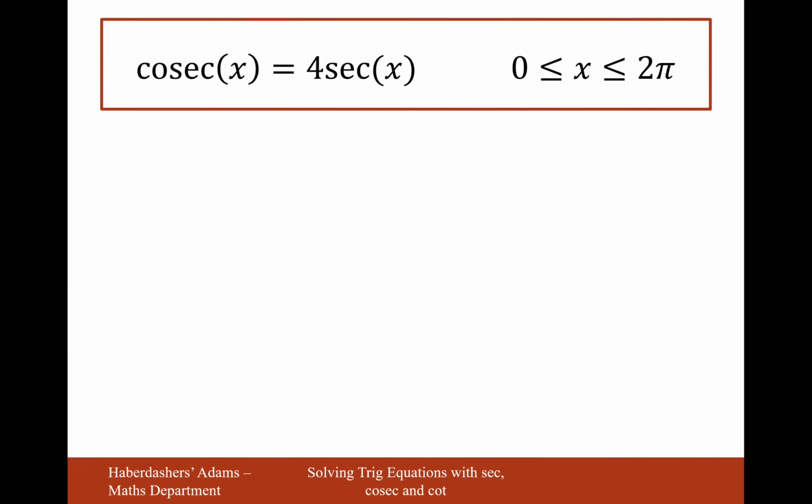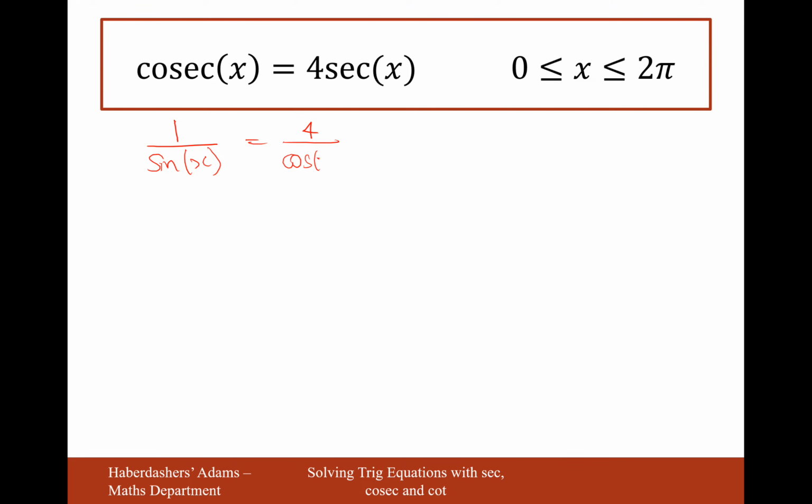Okay, so moving on to the next question. First thing I'll check is radians mode. Yeah, all good on that front. And we've got a mixture here of cosec and sec. So I'll convert both of them back into sine and cos. So it's going to be 1 over sine equals 4 over cos.